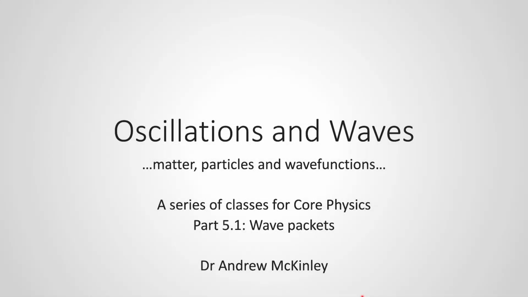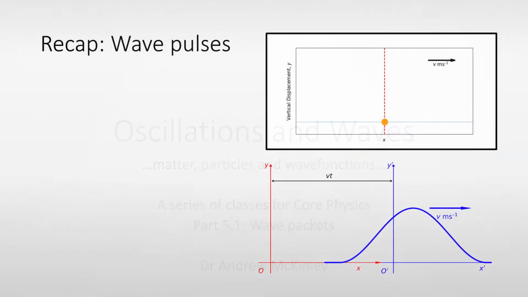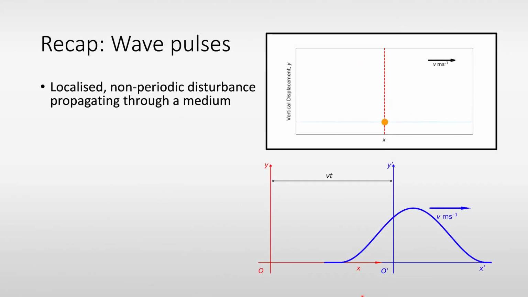We're going to continue our discussion of oscillations and waves by looking again at wave packets. So, first of all, let's recap what we know about wave pulses. Remember we said that wave pulses were localized non-periodic disturbances propagating through a material. So we introduced these as being the elements of starting to think about a wave.